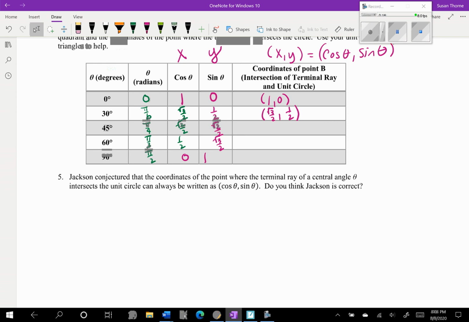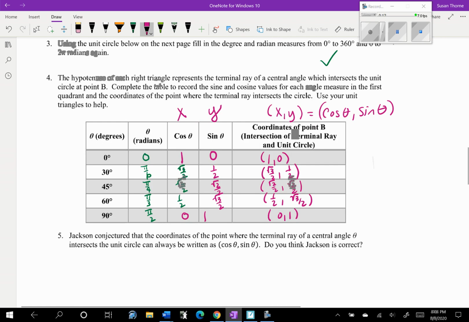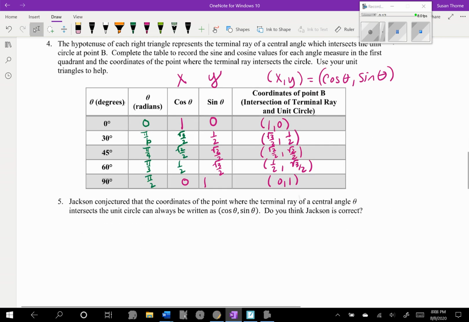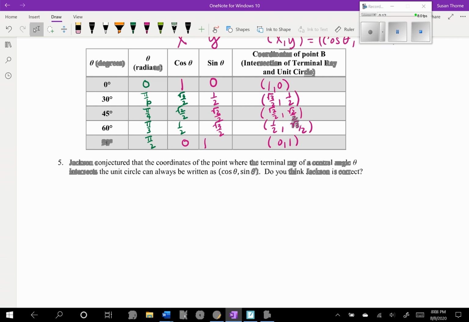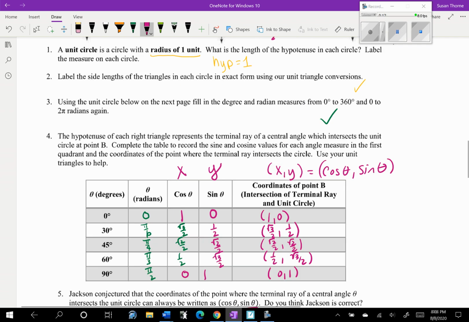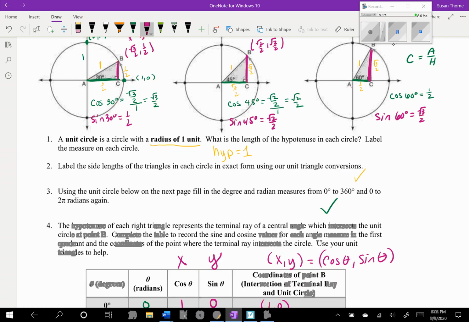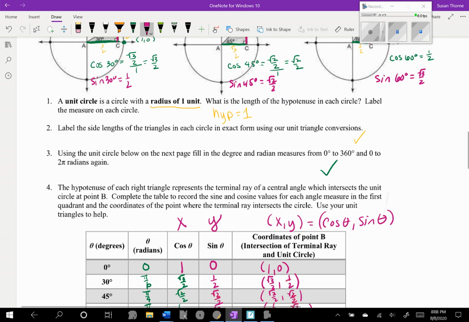That's why it's important to know those values, because they help us fill out our unit circle values. So Jackson conjectured that the coordinates of the point where the terminal ray of the central angle theta intersects the unit circle can always be written as cosine theta comma sine theta. We just talked about that, so yes, he's correct. We talked about why, using your triangle. Cosine is always x, sine is always y, because everything is being divided by 1 on your unit circle.